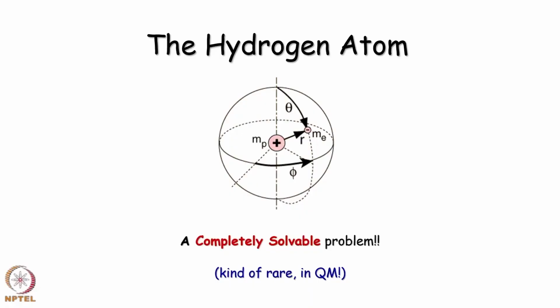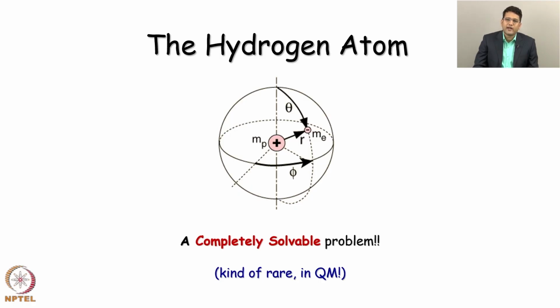Hello. So now we are going to solve the hydrogen atom. The hydrogen atom is actually an interesting system because it is a completely solvable problem, which is very rare in quantum mechanics. Although other model systems exist, like the particle in a box or the harmonic oscillator, this is the only chemical system which has chemical properties and is also exactly solvable.